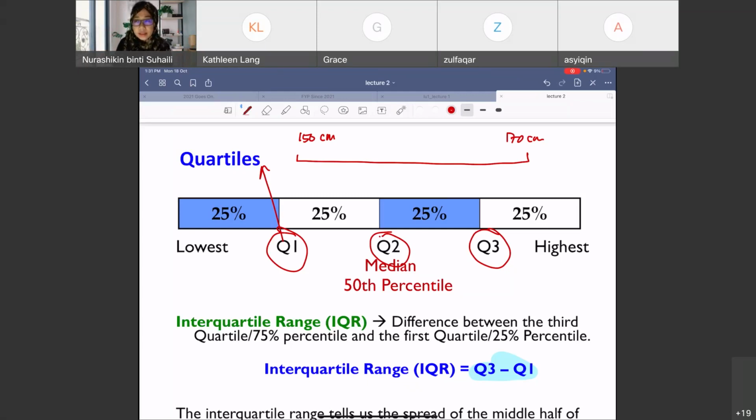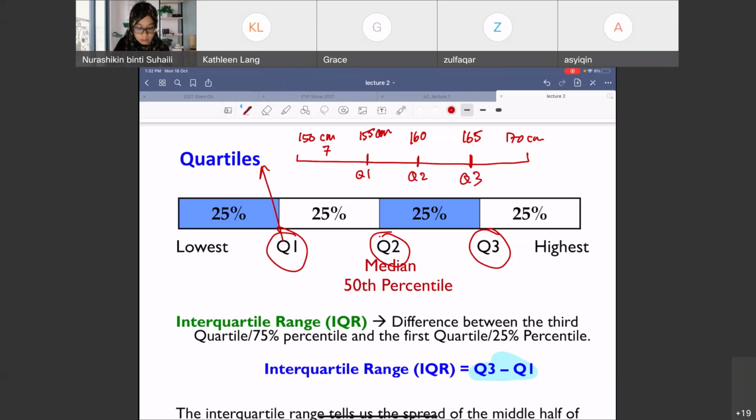170 divided by 20. Okay, let's say 155 here. Is it correct? The middle is 160 and then 165. So let's say this is Q1, Q2, Q3. So it means that, let's say between 150 to 155 cm, there are a few data that you have. Let's say the frequency is about 7 people have the height within 150 to 155 cm.